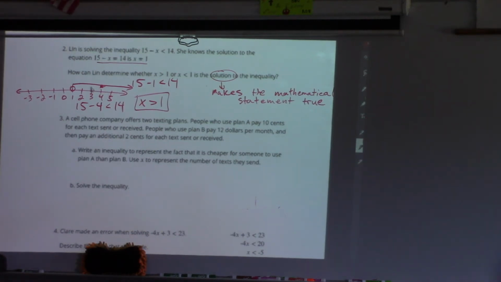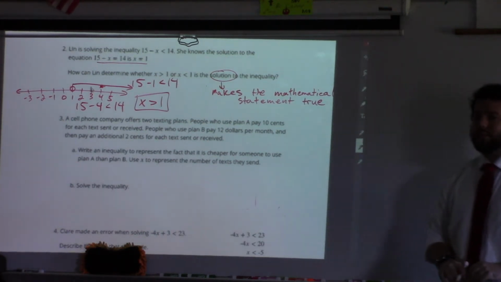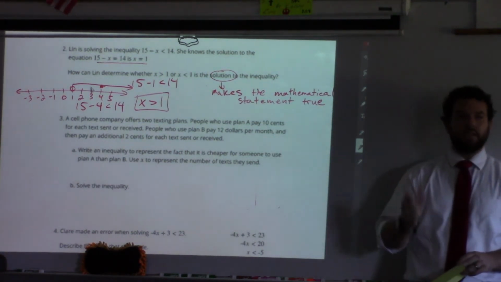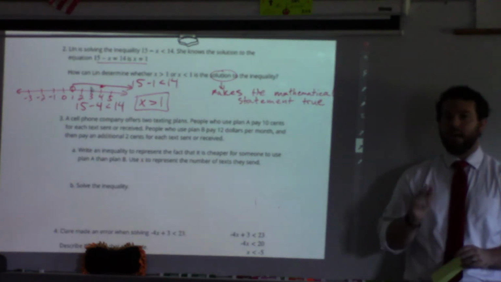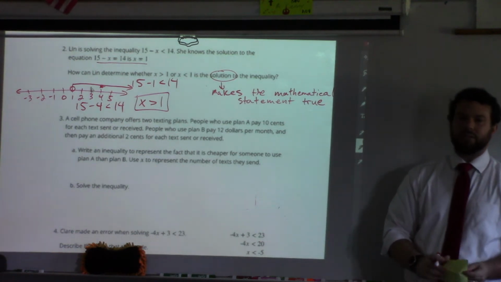So let's talk about number 3 a little bit. Just a couple people asked questions about this one. A cell phone company offers 2 texting plans. People who use plan A pay 10 cents for each text sent or received. People who use plan B pay $12 per month and then pay an additional 2 cents for each text sent or received. And this is a question that Gracie asked me about yesterday. Because if we're talking about $12 per month, are you going to repeatedly incur that cost? Yes. However, looking at both of the plans, what's the independent variable actually?